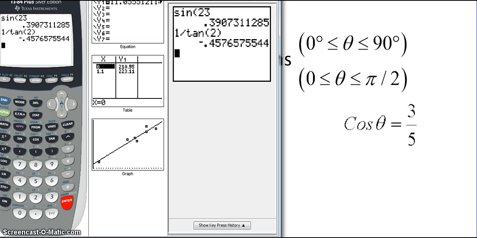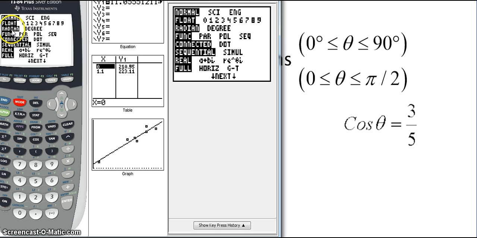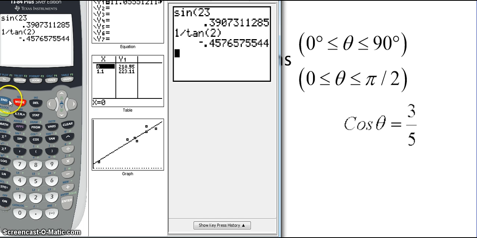If I want to find theta in degrees, I put my calculator in degrees. My calculator is currently in radians, so I'm going to do radians first. So I'm going to do second sine of 3/4. And I get 0.848 radians.